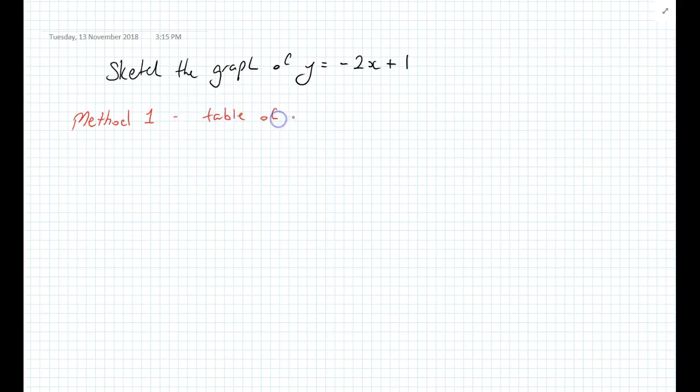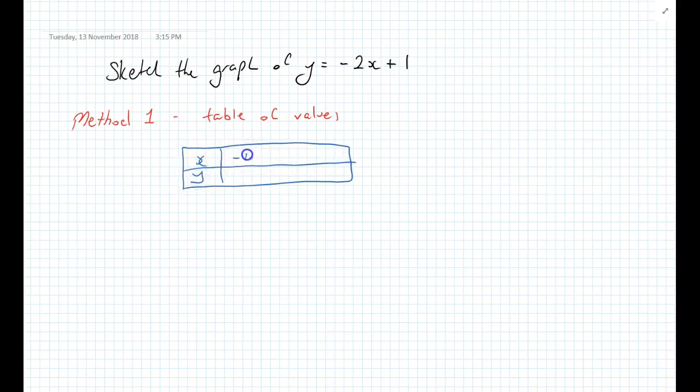A table of values is simply a little table with some x and y values in it. So we set x to -1, 0, 1, 2, something like that, and then we find out what y is for those values of x. I'm going to put them in a different color. When x is -1, I put x equals -1 in here and I'll work out what y is.